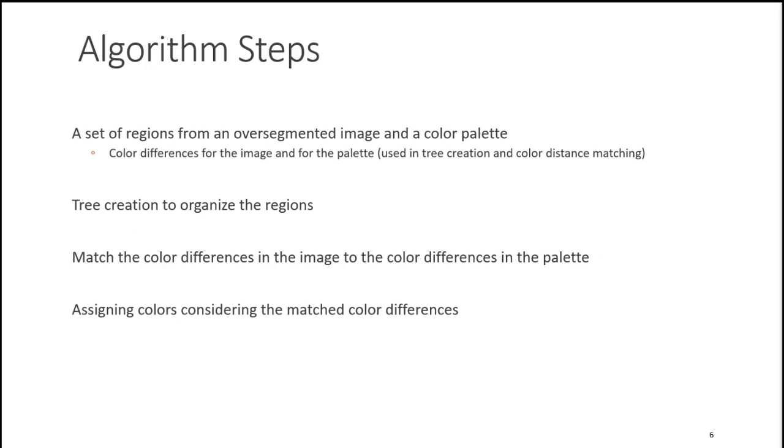We input a set of regions from an oversegmented image and a color palette to the algorithm, and compute color differences for the image and for the palette. We then create a tree on the regions of the segmented image to be able to organize the color assignments. For a better use of the palette, we histogram match the color differences in the image with the color differences in the palette. Finally, we traverse the tree and recolor the segments. The color assignment tries to match the color differences in the image as closely as possible with the differences in the palette.